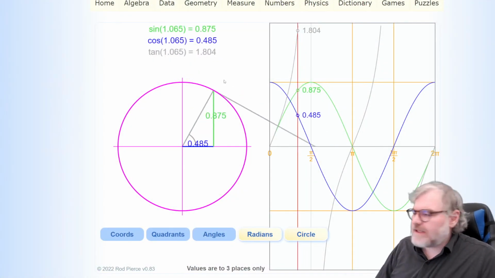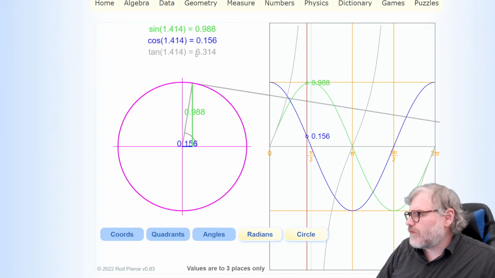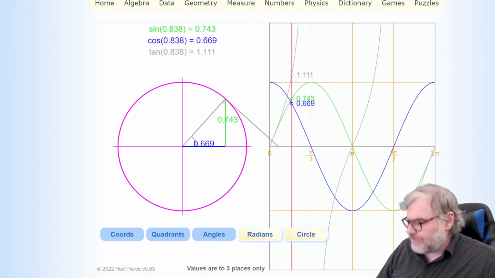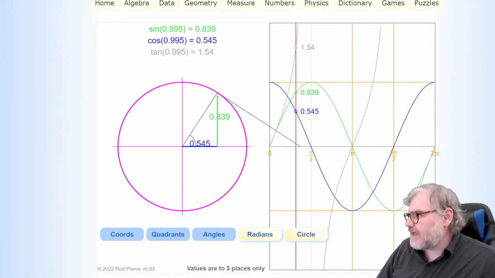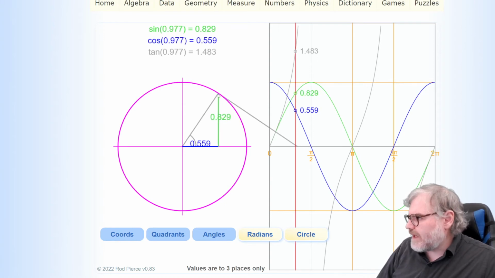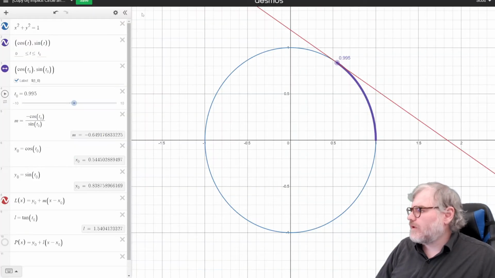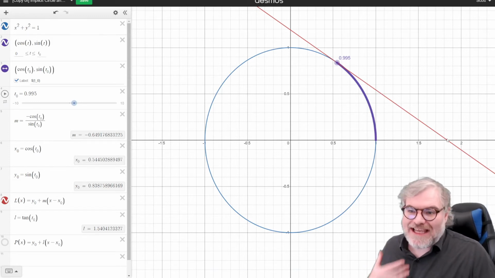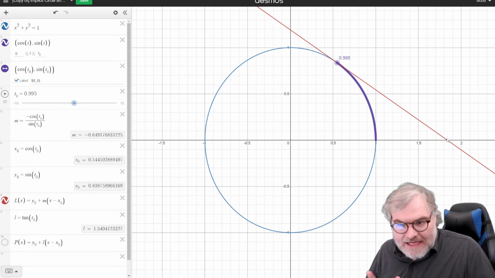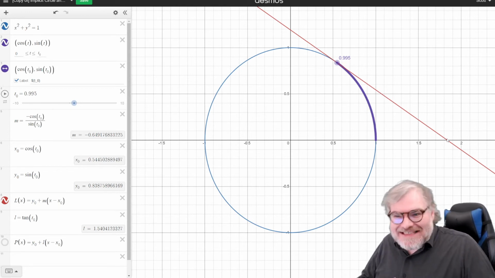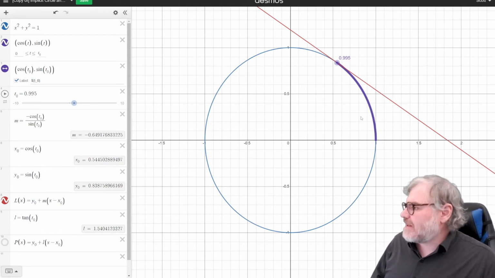So if we go back to our interactive unit circle, you'll see where it's got the tangent sitting there at 0.995. You're going to get 1.54. That's the length of the line from this point over to the x-axis. So that is the length of the line from here to here. And that's what the tangent actually is. It's not sine over cosine. It equals that, but that's not what it is. It is the length of this line.